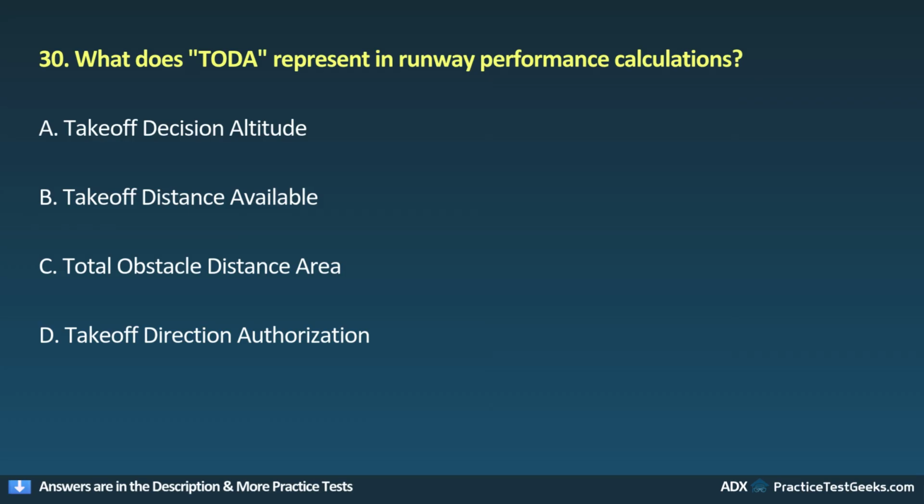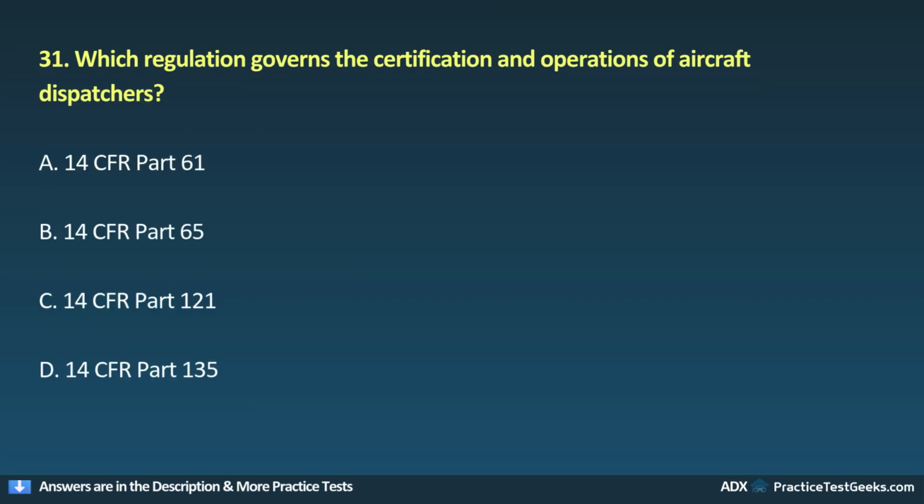30. What does TOTA represent in runway performance calculations? A. Takeoff decision altitude. B. Takeoff distance available. C. Total obstacle distance area. D. Takeoff direction authorization.